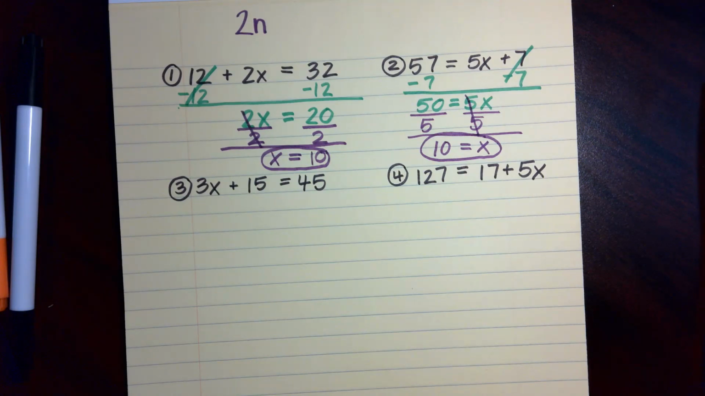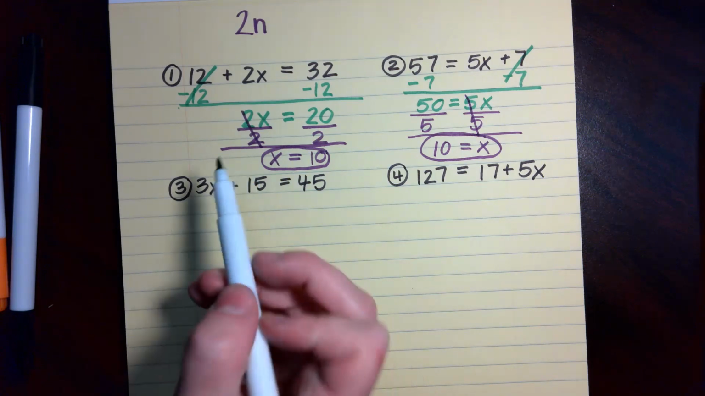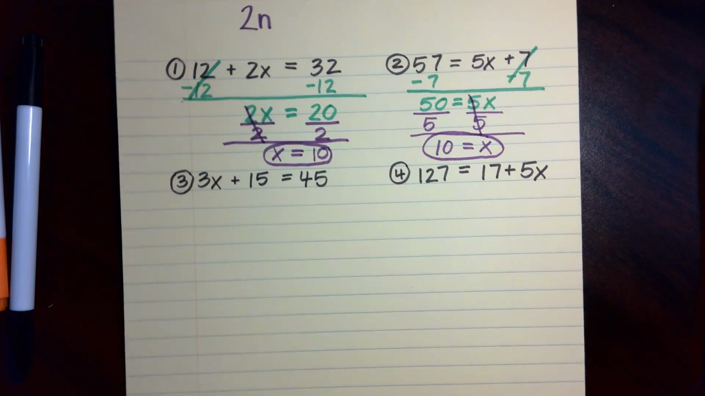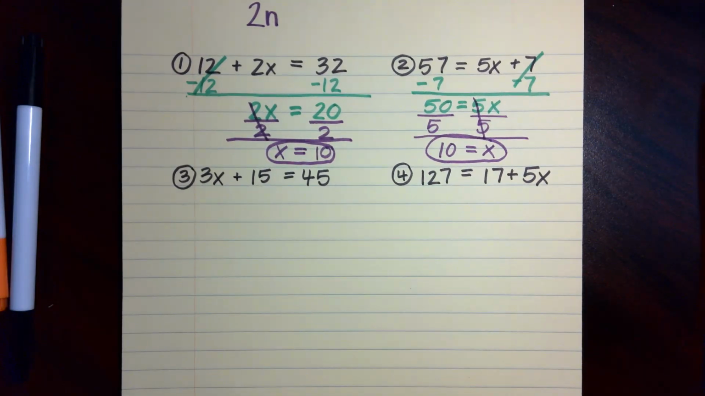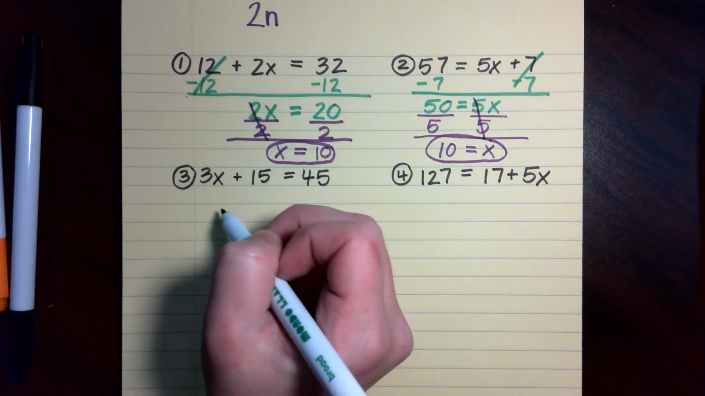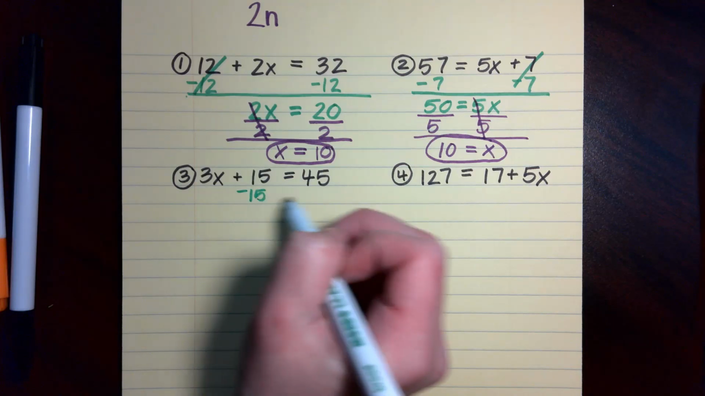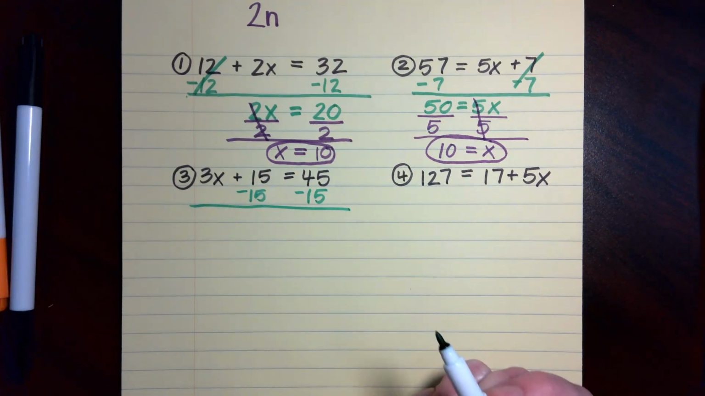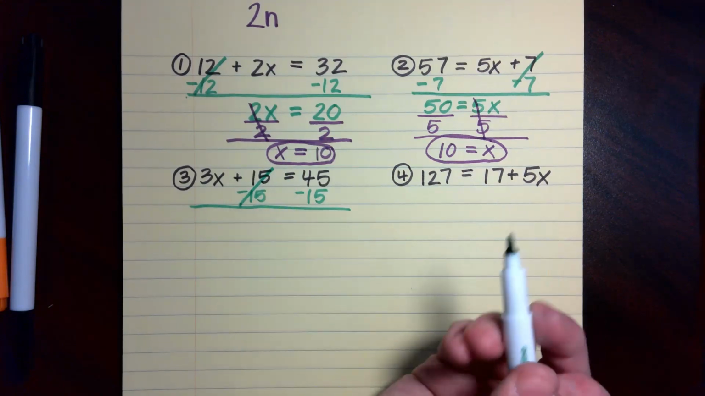Wait a second. Okay, let's look at number 3. 3 times x plus 15 equals 45. What do I do here? Subtract what? 15 from both sides. Beautiful. 15 cancels out. Yes, 15 cancels out.